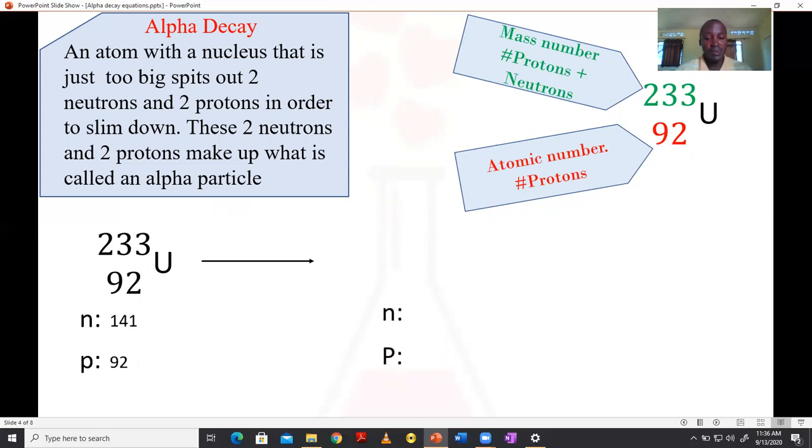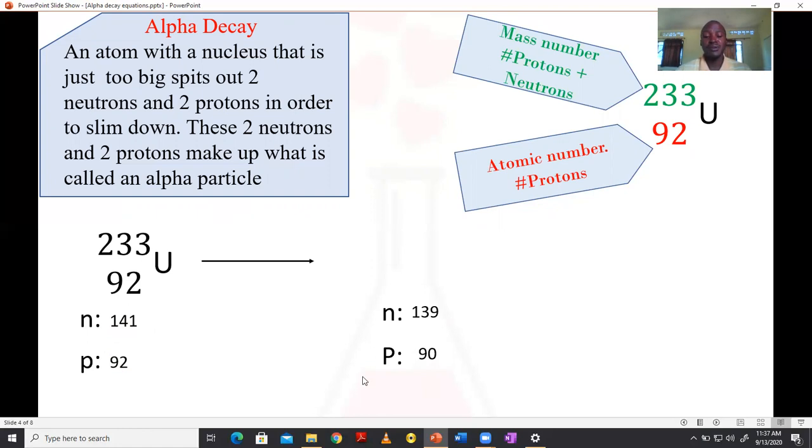So the new element that will be formed will have 2 protons less and 2 neutrons less. Why? Because the alpha particle will go with the other 2 protons and 2 neutrons. So our new element will have 92 minus 2, which will give us 90, because 2 protons have been removed by emission of this alpha particle. As well, the number of neutrons will also decrease by 2 to get 139. That is after subtracting 2 from 141.